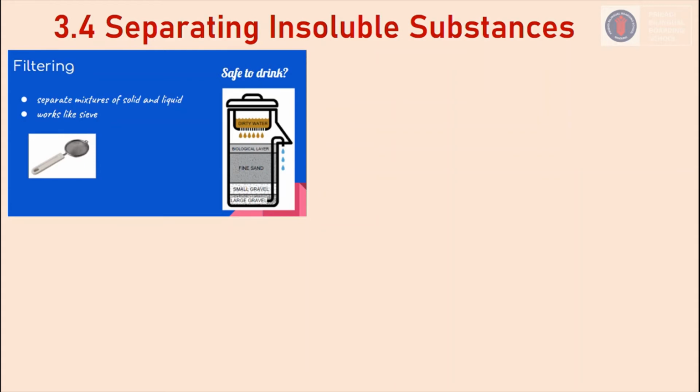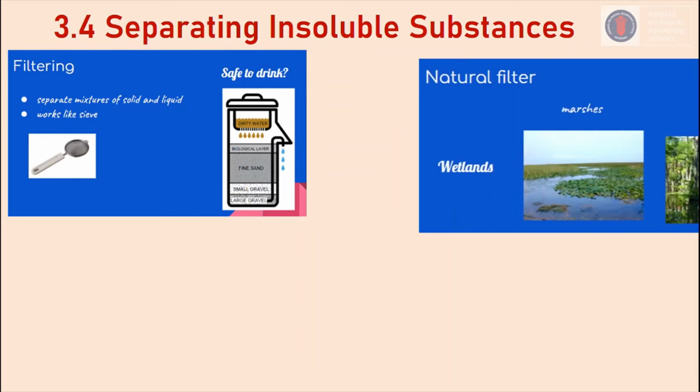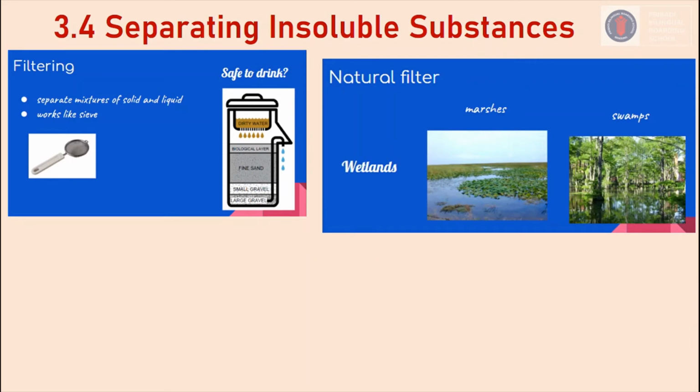We can separate the mixture, usually in the form of solid and liquid. The process itself works like a sieve, and it's usually applied in filtering water. But to make it safe to drink, you need to boil it or add another chemical. This filter also appears in natural form in wetlands such as marshes and swamps. So if the water comes and passes through this area, it gets filtered until clean enough to get into our home.